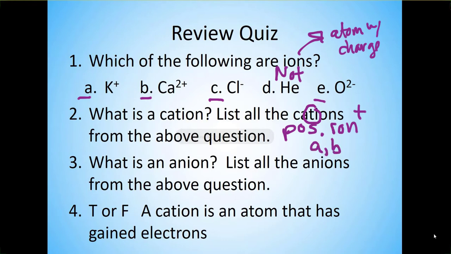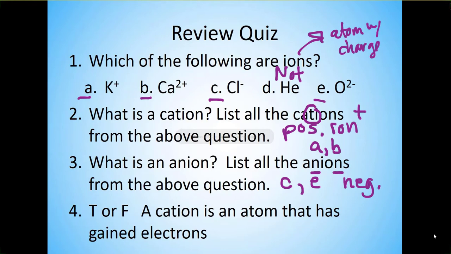Number three, what is an anion? An anion is a negative ion, and there's two of those. So C and E. And again, those are negative ions, and I remember that because in the word anion, there's two N's. So that stands for negative.